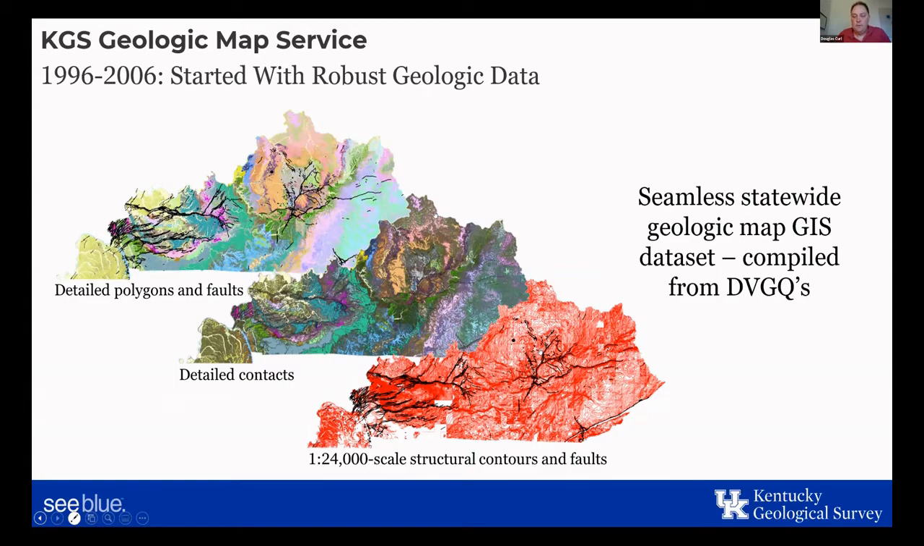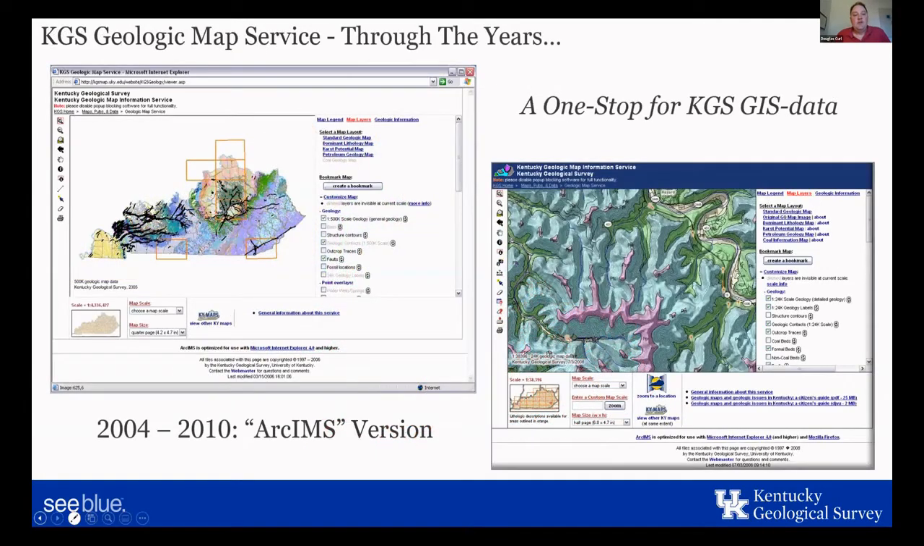All right, so in 2004, actually even before we finished the mapping program, we started developing a map service. Really the only other way that we got this data out to users was make paper maps from the GIS data, which is fine.